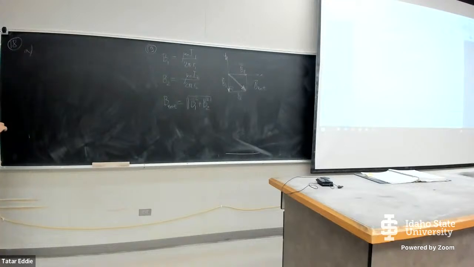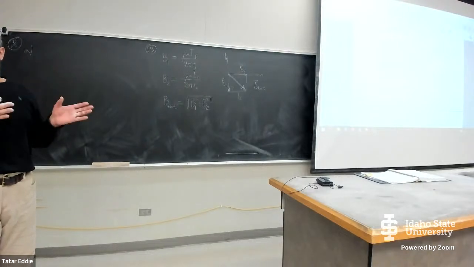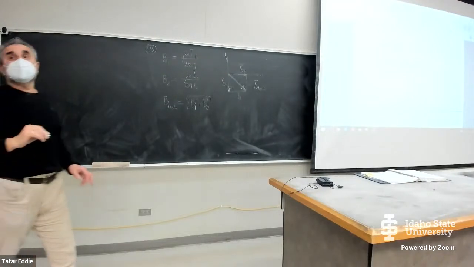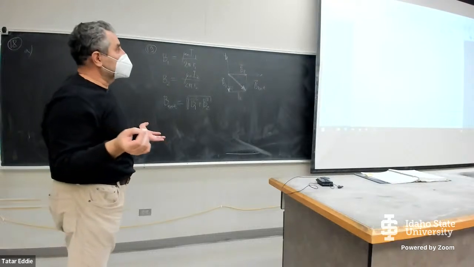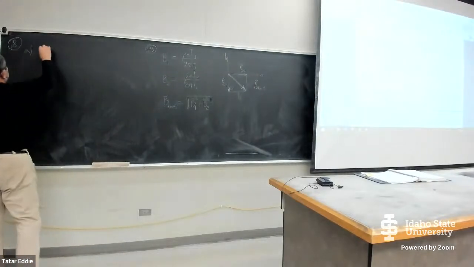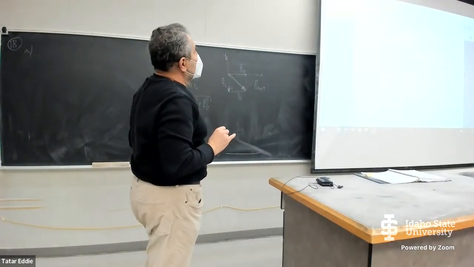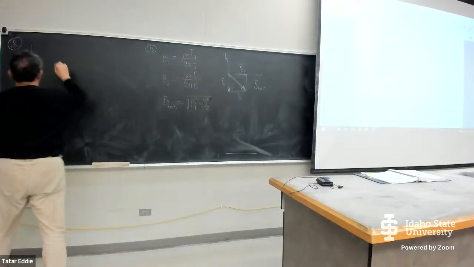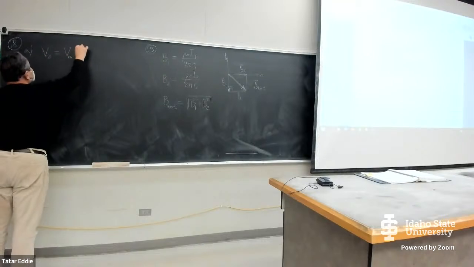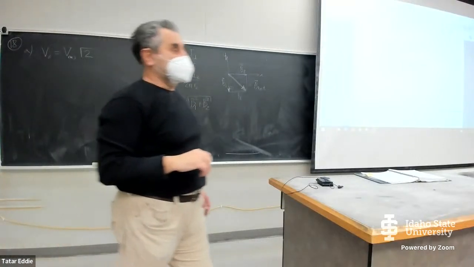So the first question, what is the peak voltage? You have to know the connection between amplitude and RMS. The amplitude of anything is equal to RMS multiplied by square root of 2. They give you the RMS value. What is the amplitude, the peak? You say V naught is V RMS, which is given, multiplied by square root of 2. So the first question is answered.